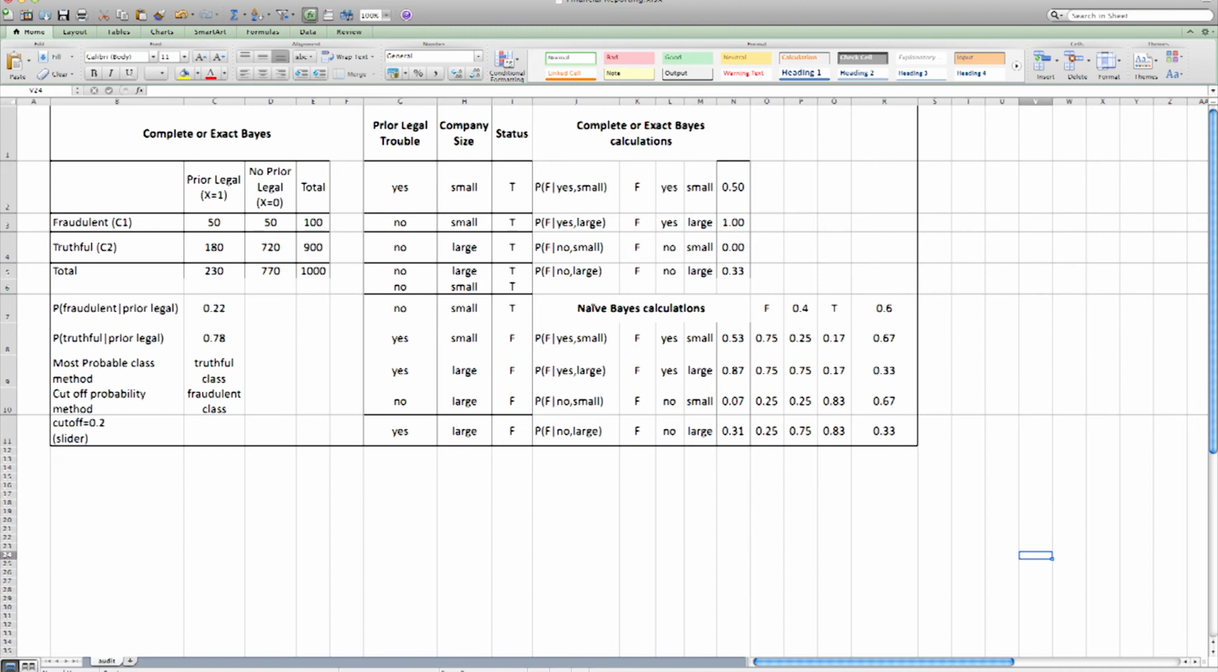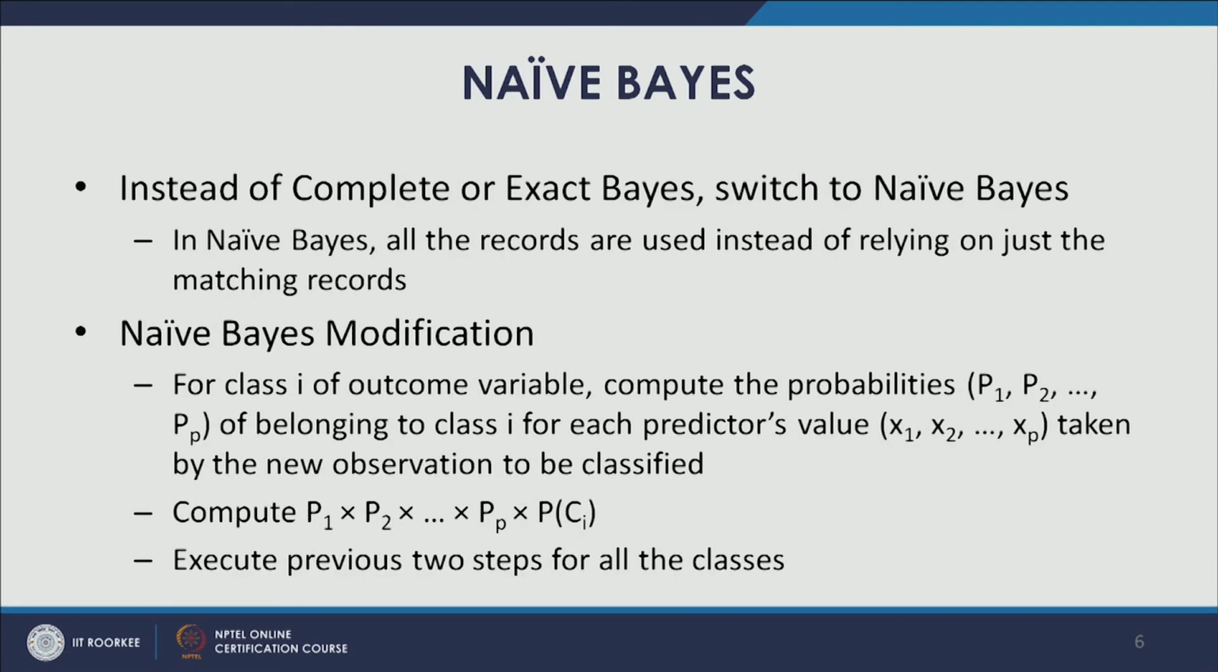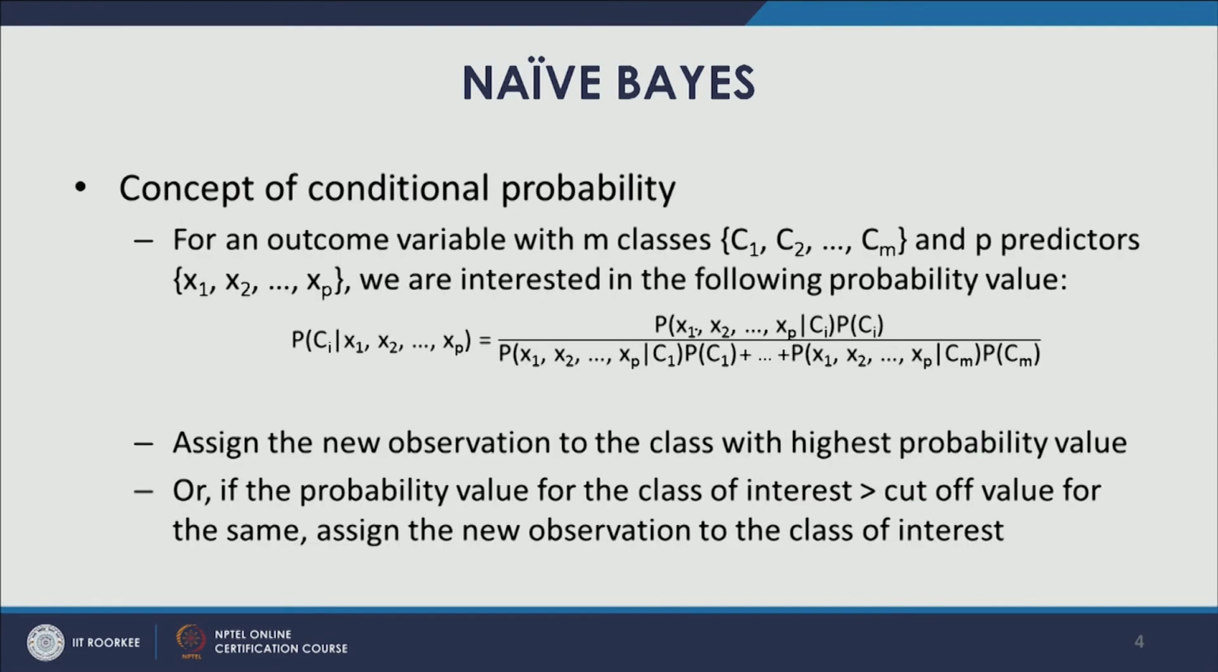Similarly for the third scenario, and similarly for the fourth scenario. So exactly following the naive Bayes formula, this one is for the naive Bayes calculation, and as we have discussed, this one is for the exact Bayes calculation.